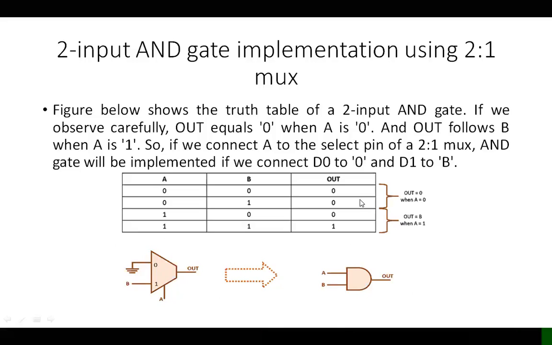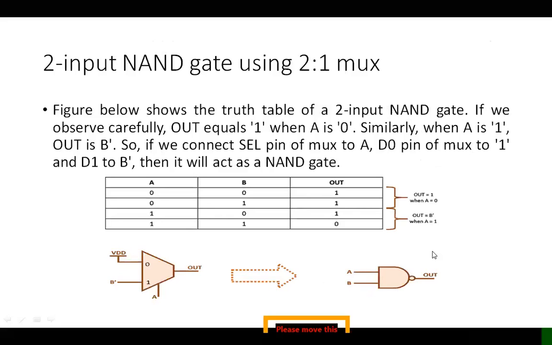So we will go to the next one, which is our NAND gate. As usual, you're going to put up your truth table and see the relationship between the inputs and the outputs. Here, you can observe that output is equal to 1 when A is equal to 0. Then output is equal to B bar for 0, 1, 1, 0. Output is equal to B bar when A is equal to 1. Once we have this, this is important.